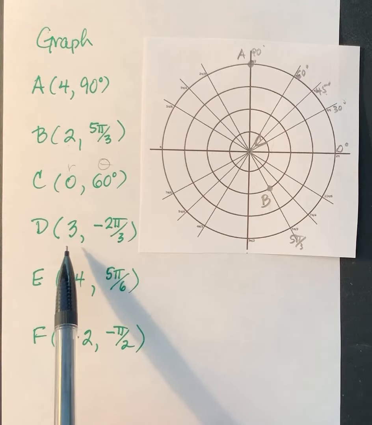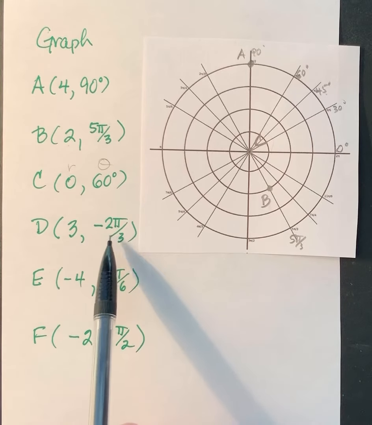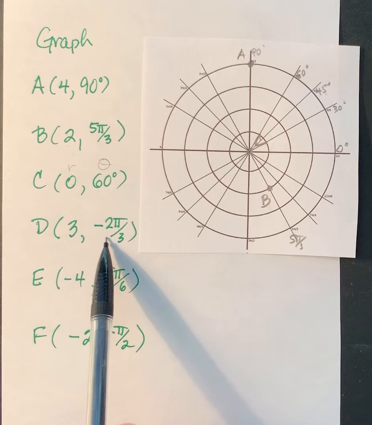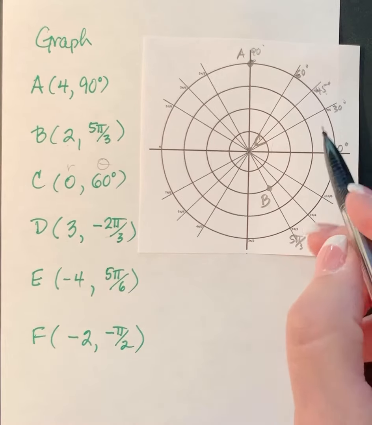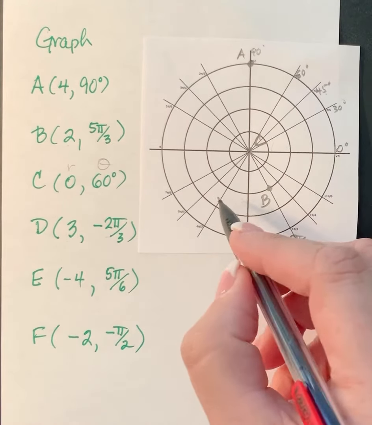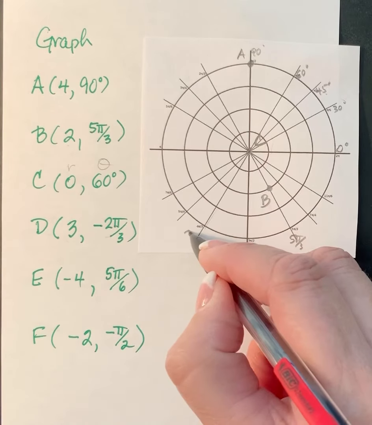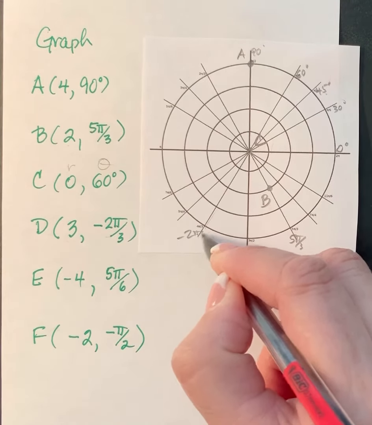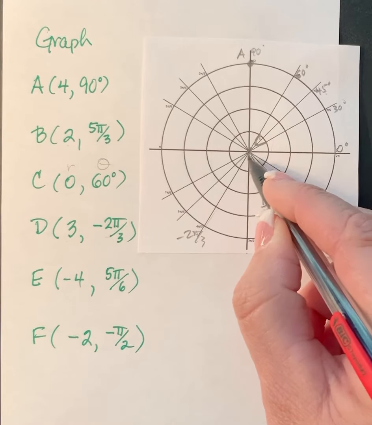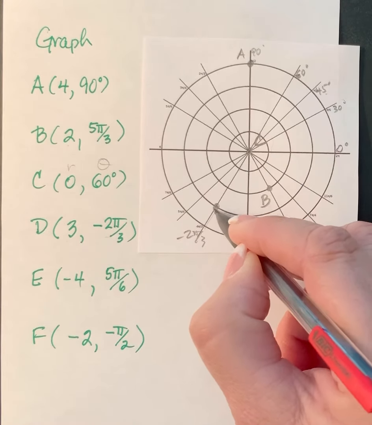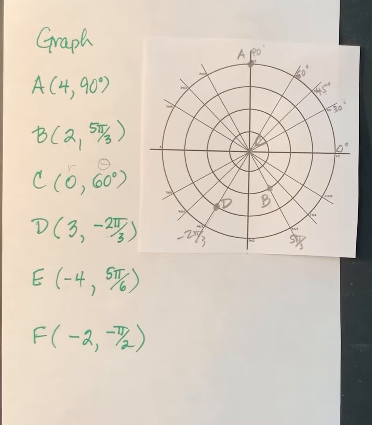Okay, this one here, R is 3, and we've got a negative angle, negative 2 pi over 3. So that will bring us over here, and then we're supposed to go out, and here's the negative 2 pi over 3, 3 units. So from the pole, 1, 2, 3, so there's where point D would land.